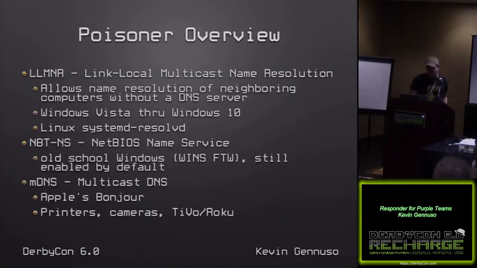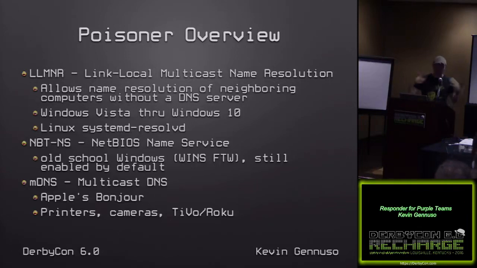With regards to the poisoner, LLMNR is a modern day broadcast name resolution protocol, where if you don't have a DNS server in the way, this thing will allow systems on a local subnet to do name resolution. That's all it's about. It was implemented first in Windows Vista, and it continues up through Windows 10. Linux also supports it. NetBIOS name service, on the other hand, is old school Windows, like Windows NT type stuff. It's still enabled by default. Awesome. Wins for the win. You'll still find it out in the world.